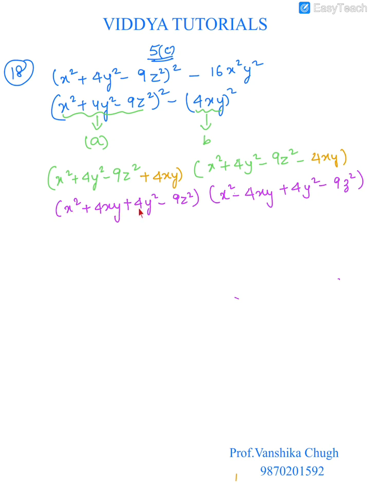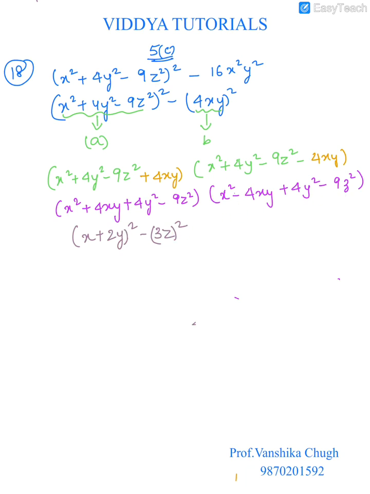Now we can see that this is a perfect square of (x + 2y) the whole square. So how do we make this bracket? Square root of the perfect square x² is x and square root of 4y² is 2y, and the sign of the middle term, minus (3z) the whole square. So I have made it in my form of a² − b².